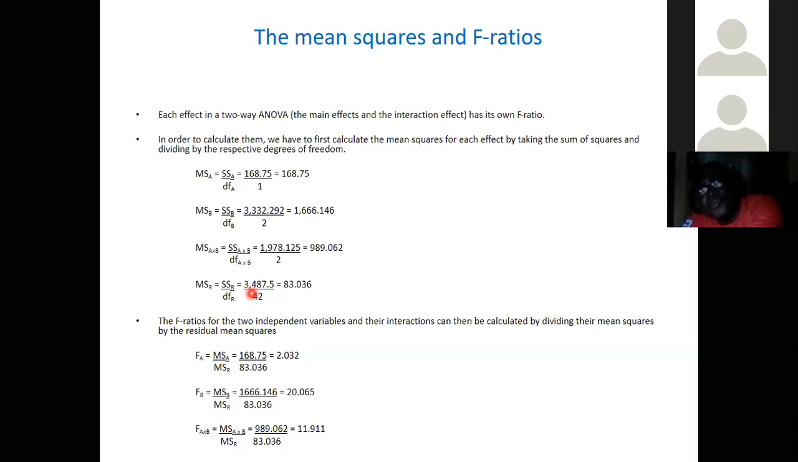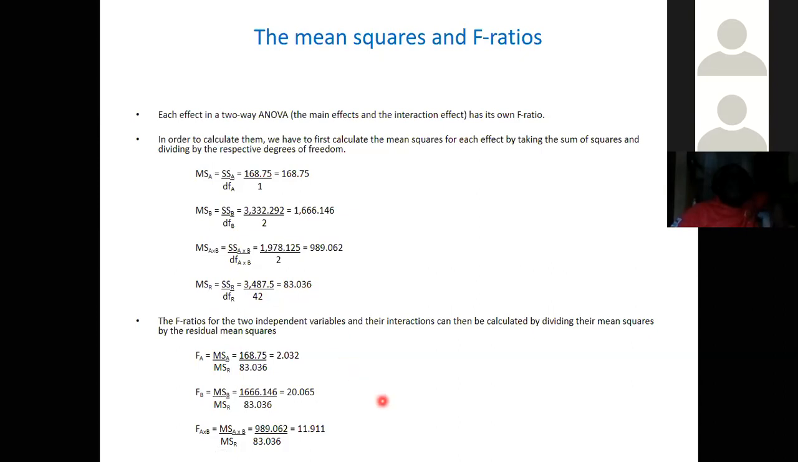Or you can say all of them, 48, minus 6, because there are 6 groups, so it gives you 42. Or you can add all the degrees of freedom of the groups. So those are the ways of approaching the degree of freedom for within. The sum of square within over 42, the degree of freedom, gives you 83.036.